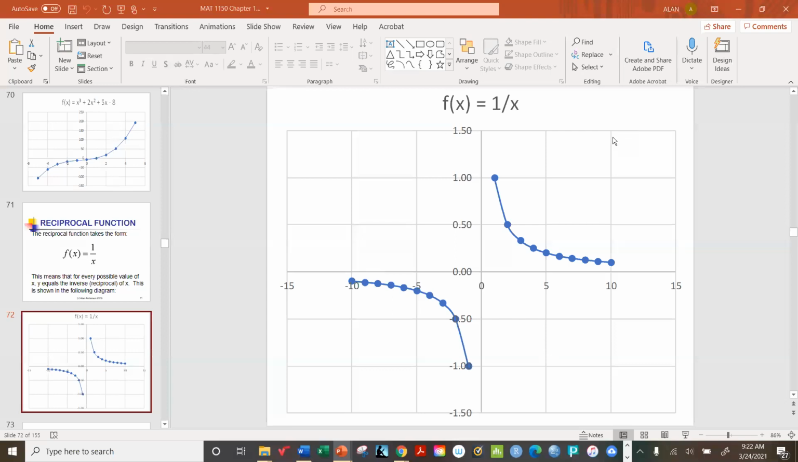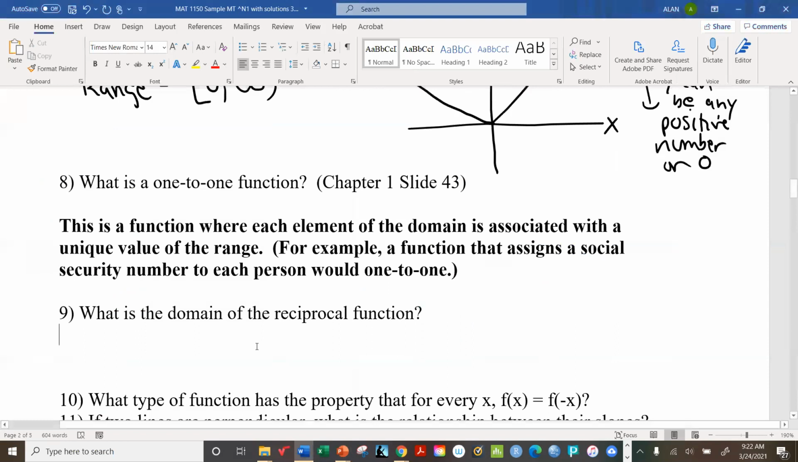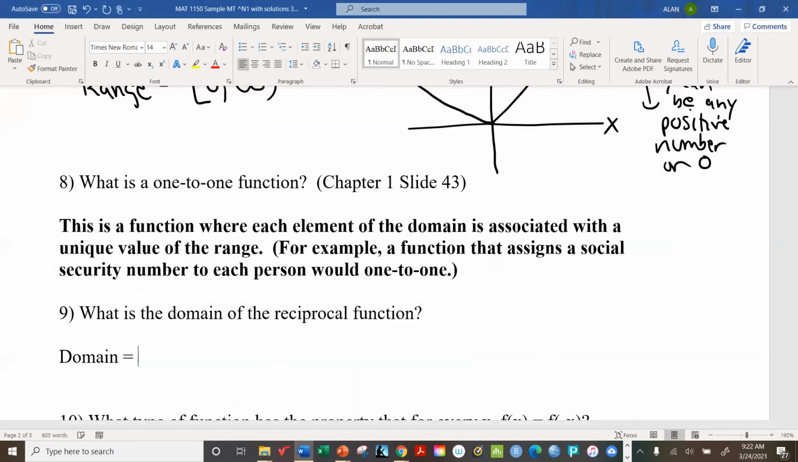But anyway, just by looking at this visually, you can see that x cannot be 0. In other words, and you can see why, because x equals 0 would lead to division by 0. So in this case, the domain, you can write it in interval form as negative infinity.